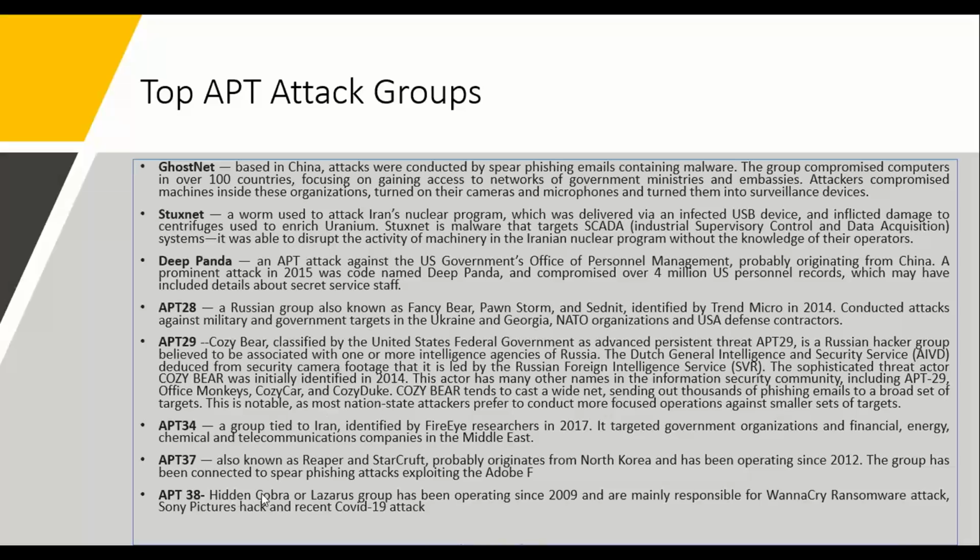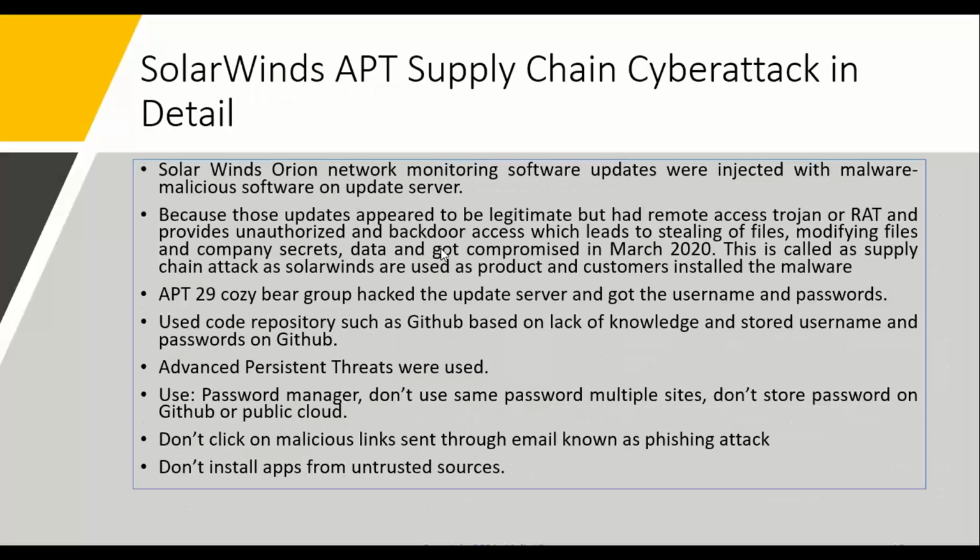Then APT 38, Hidden Cobra or the Lazarus group, has been operating since 2009 and is mainly responsible for the WannaCry ransomware attacks, the Sony Pictures hack, and the recent COVID-19 attack. So APT 38 is also quite active in APT attacks. Then let us look at the SolarWinds APT supply chain cyber attack. So what actually happened in the SolarWinds cyber attack?